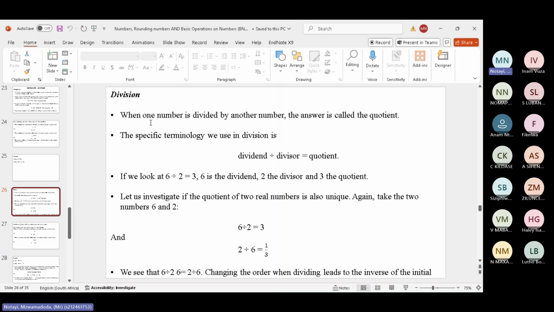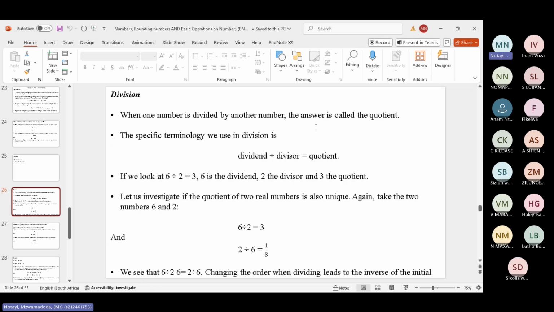Okay. When one number is divided by another number, the answer is called the quotient. Now we're looking at division. The specific terminology we use in division is: we have the dividend divided by the divisor gives us an answer which is called the quotient. We have a dividend divided by a divisor is equal to the quotient.